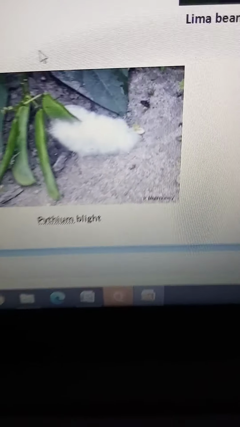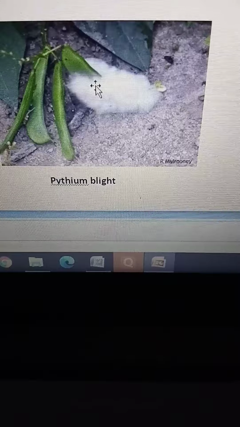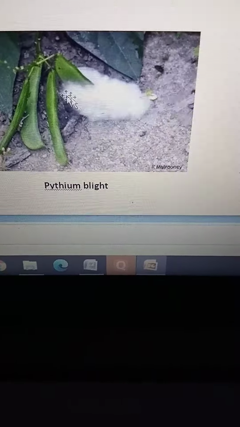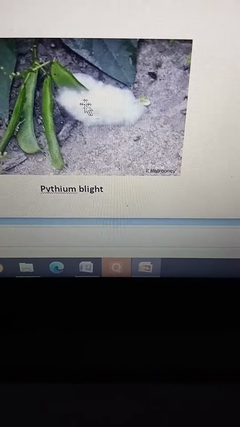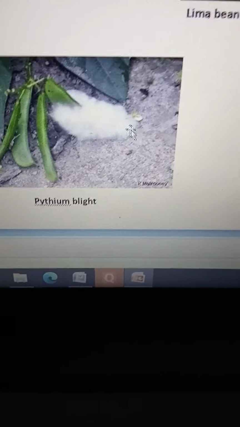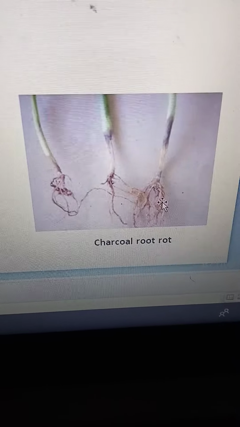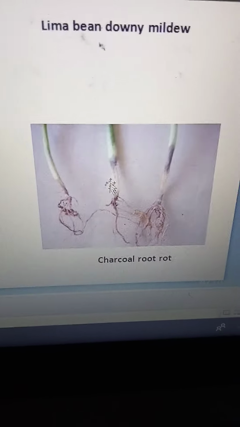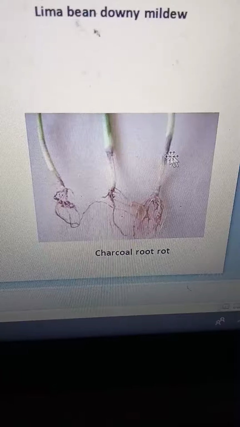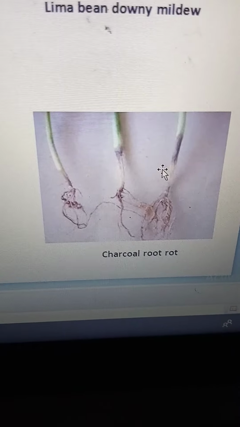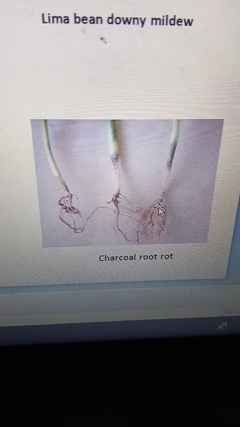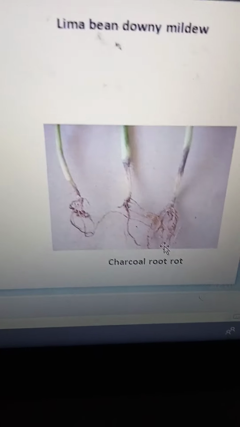And another disease is pythium blight, where you will find white cottony growth covering the beans. And this is charcoal root rot, which you will find mostly in the collar regions, with black charcoal coloration, and all the root portions will become rotten due to this infection.